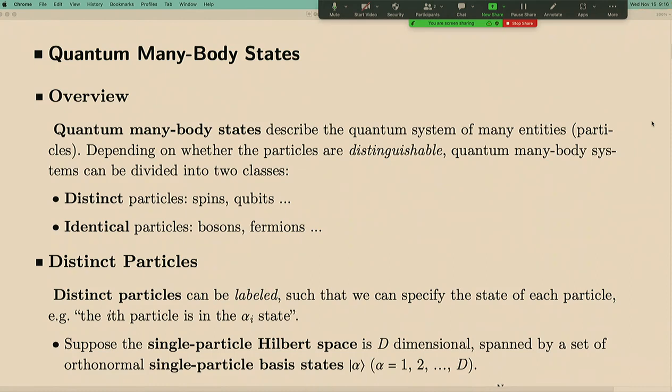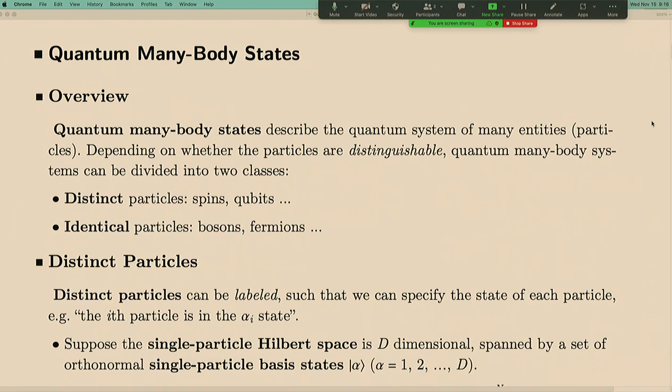So for distinct particles, such as spins and qubits, what do we mean by distinct? For example, if you have two spins, you can label them. This is the first spin, this is the second spin, because I'm holding the spins in my hand, and I have a left hand and a right hand. I can distinguish them. But in some cases, there are particles which cannot be distinguished.